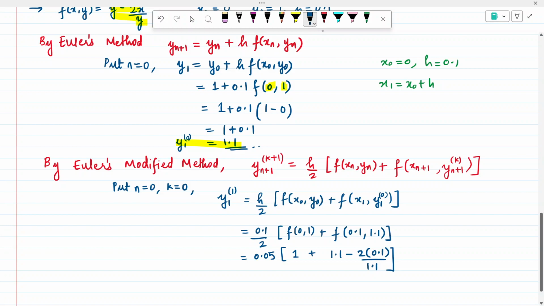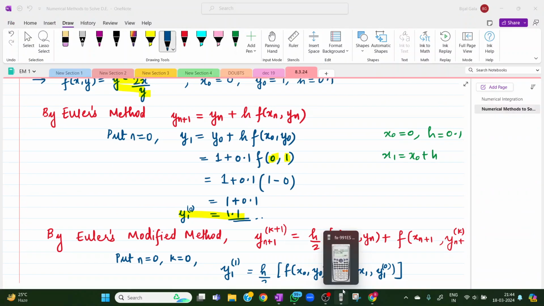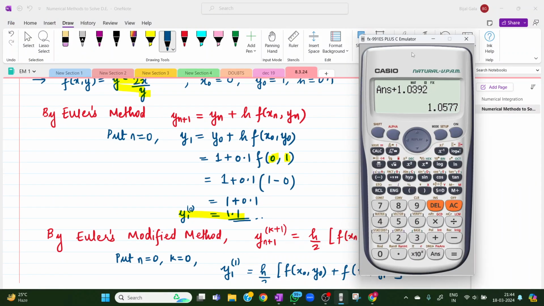Is this correct? X की जगह पे 0.1, y की जगह पे 1.1 in the function. Function was y minus 2x divided by y. I hope that is okay. Let's use a calculator.